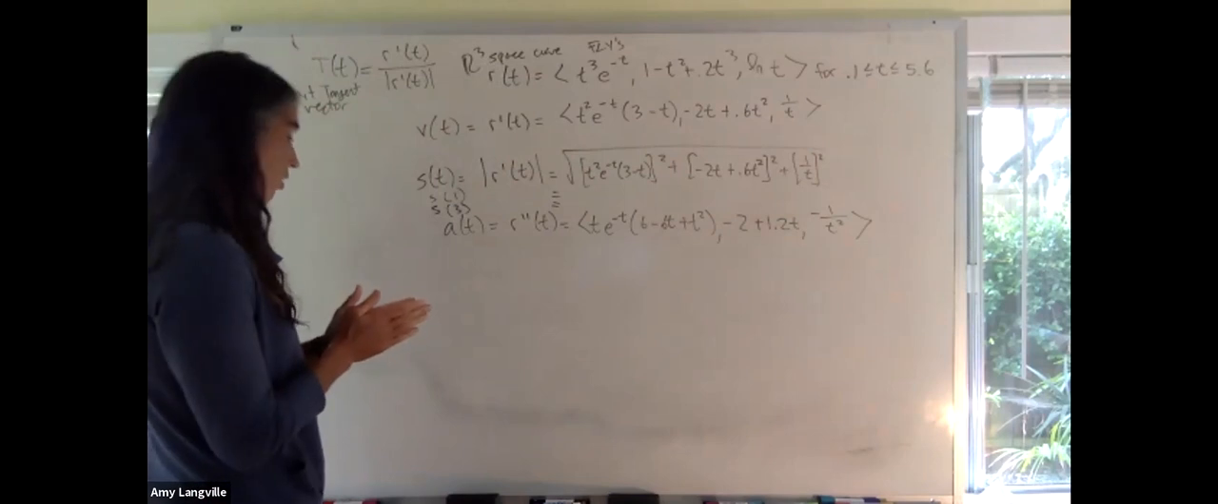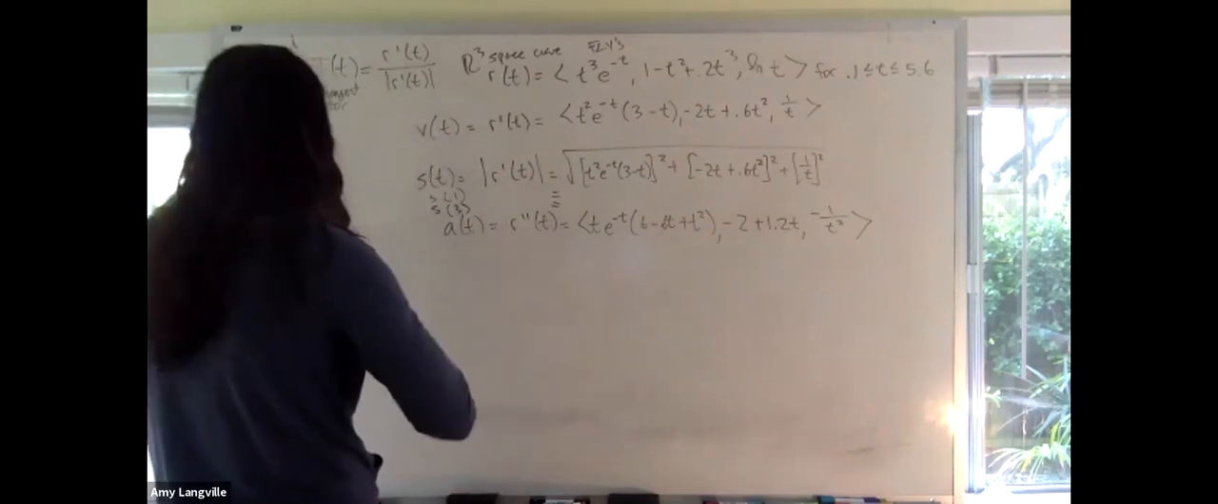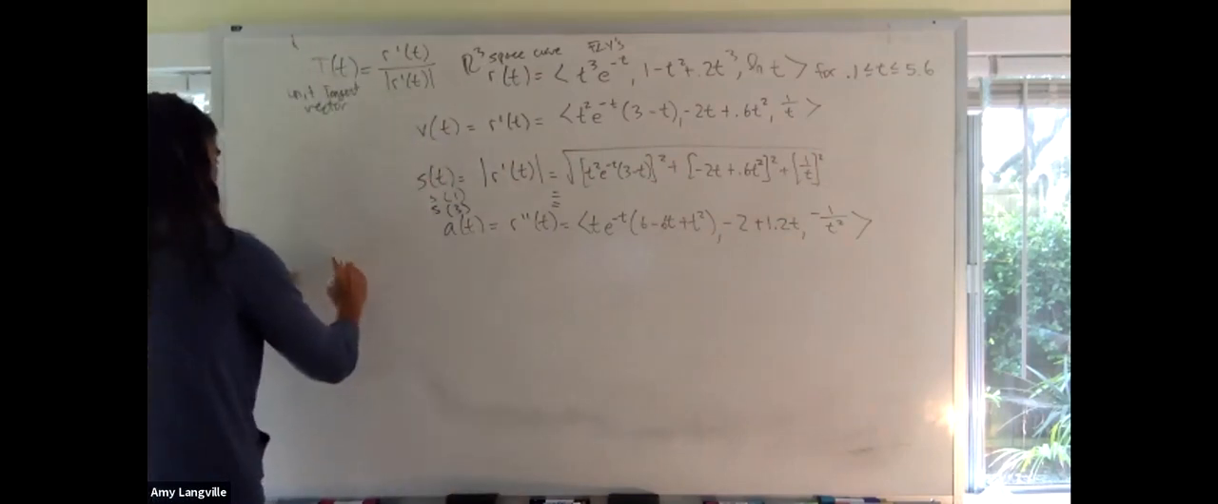Now, let's talk about what happens. Let's introduce a new vector called the normal vector.